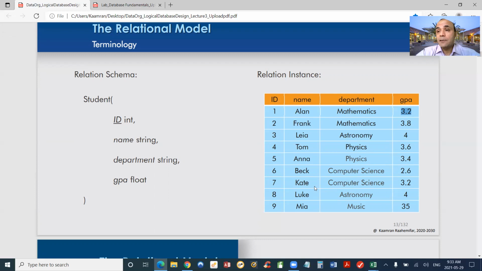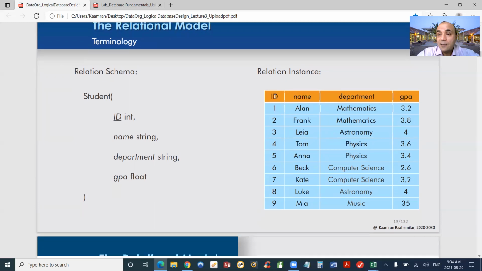That's not helping. And the way it's going to be helpful is that simply say, this is the lecturer or student table, and my key is ID. And as soon as I say 3, I know what that is. I know 3 is Leah Astronomy GPA 4. Make sense? This is called key.